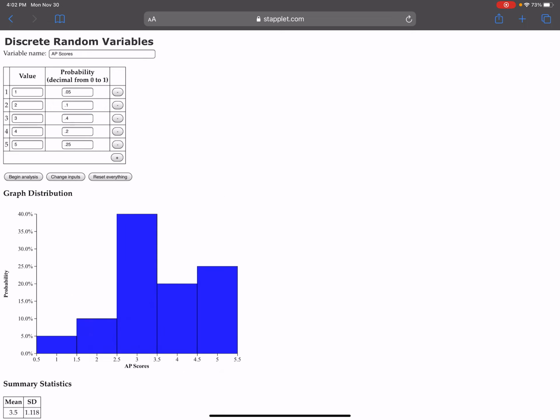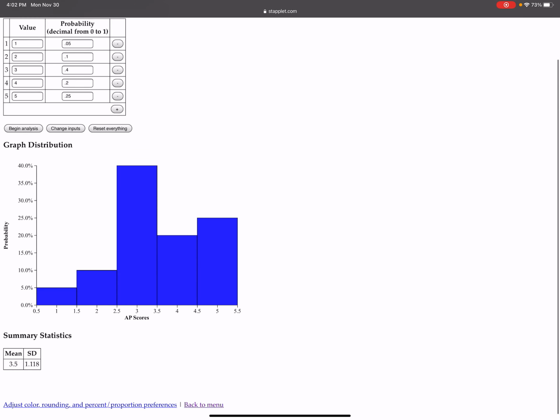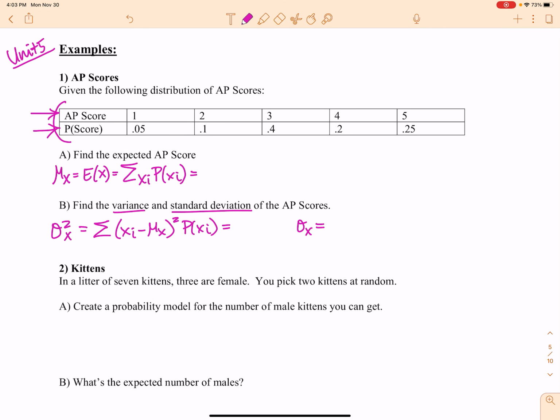You're always going to get a histogram with these. And then, of course, they show you the mean and standard deviation right under here at summary statistics. So I am going to go back to my notes, and I am just going to fill in this information. So 3.5 is what I got for the mean. And for the standard deviation, I got 1.118. When I square that, I get 1.25 for my variance. So this is my variance right here. This is my standard deviation right here.